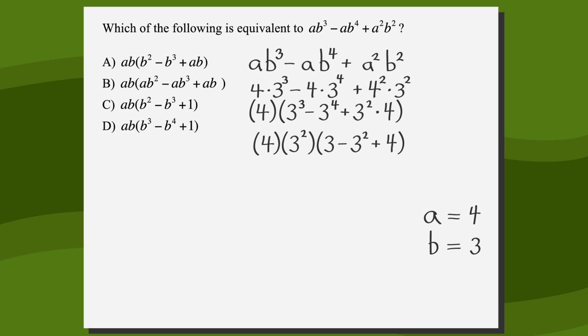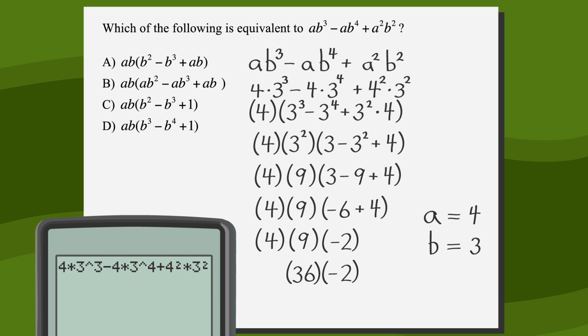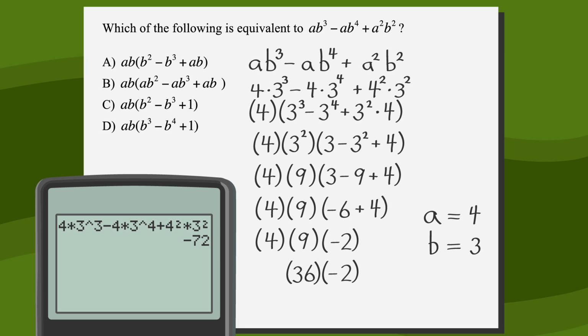So let's do some arithmetic. 3 squared is 9. So we have 4 times 9 times 3 minus 9 plus 4. Let's simplify that a bit. So we have 4 times 9 times negative 2, which is 36 times negative 2, which is negative 72. Write that down and circle it.